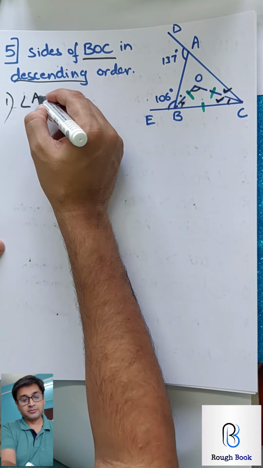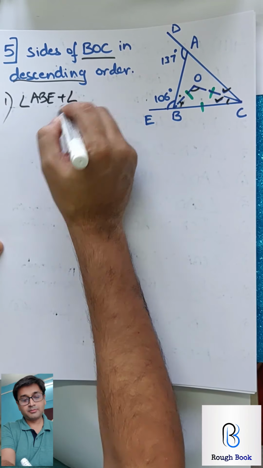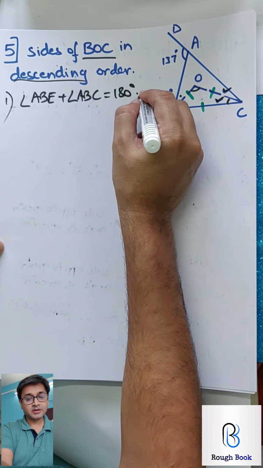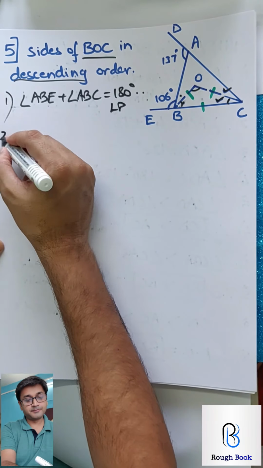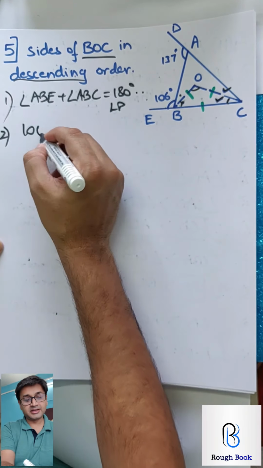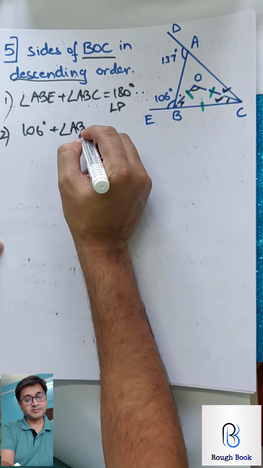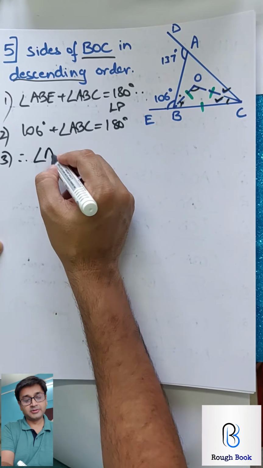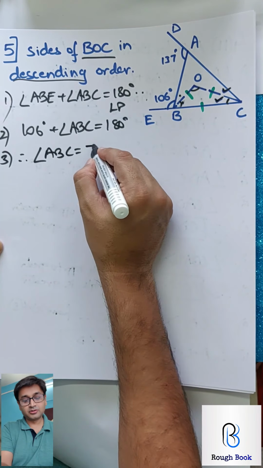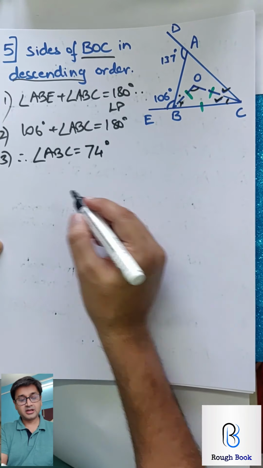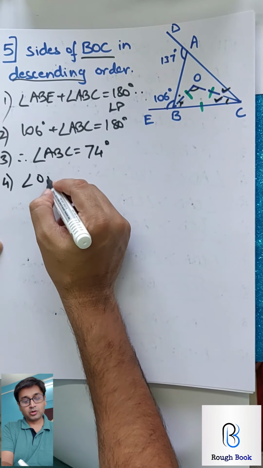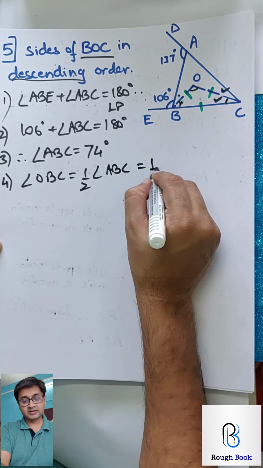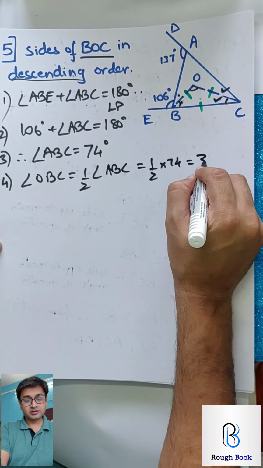So first one, ABE plus ABC is 180. Reason would be linear pair. So ABE 106 plus ABC is 180. So I can say therefore angle ABC is equal to 74. Correct? Then angle OBC will be half of ABC, that is half of 74, 37.